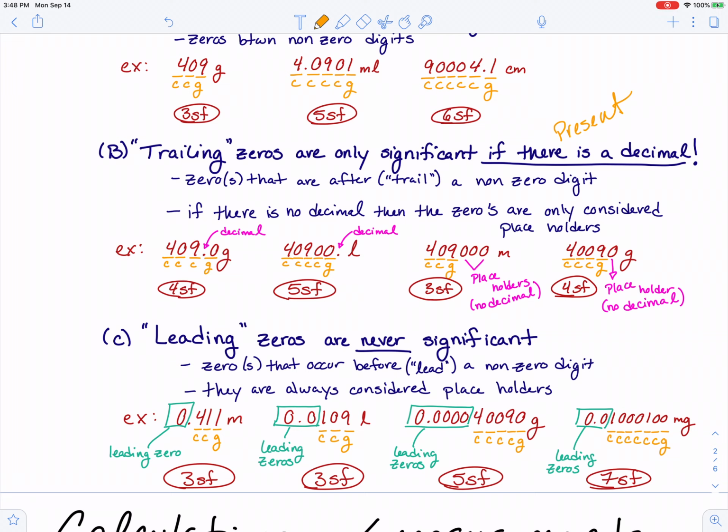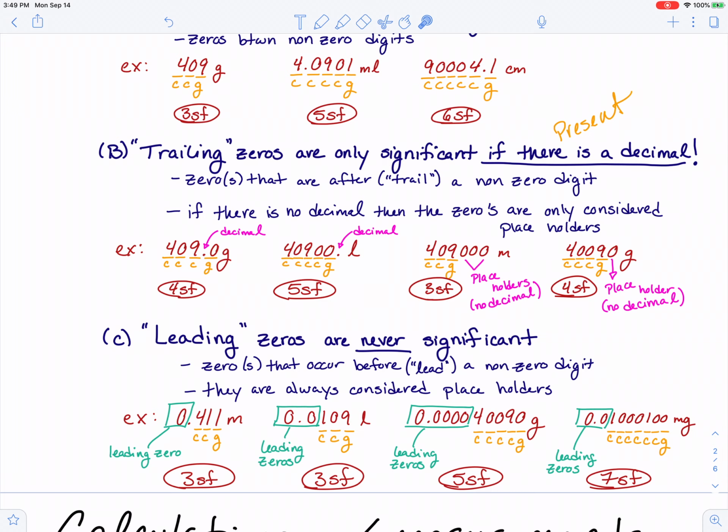So what makes a 0 trailing? Zeros that are trailing are zeros that come after a non-zero digit. Again, it doesn't matter where the decimal is. As long as the 0 is after a non-zero digit, it's considered trailing. And those are always significant if a decimal is present. If there is no decimal, then the zeros are only considered placeholders. They are not significant.